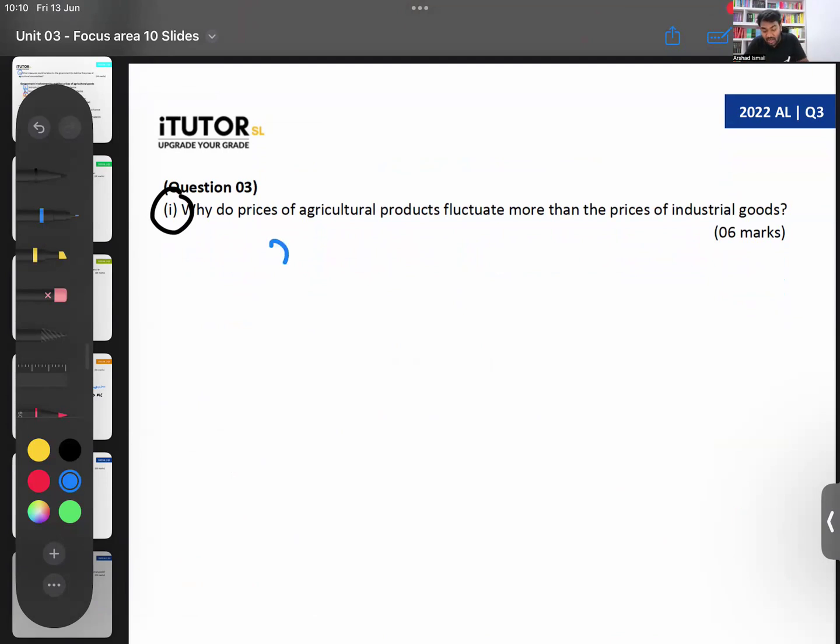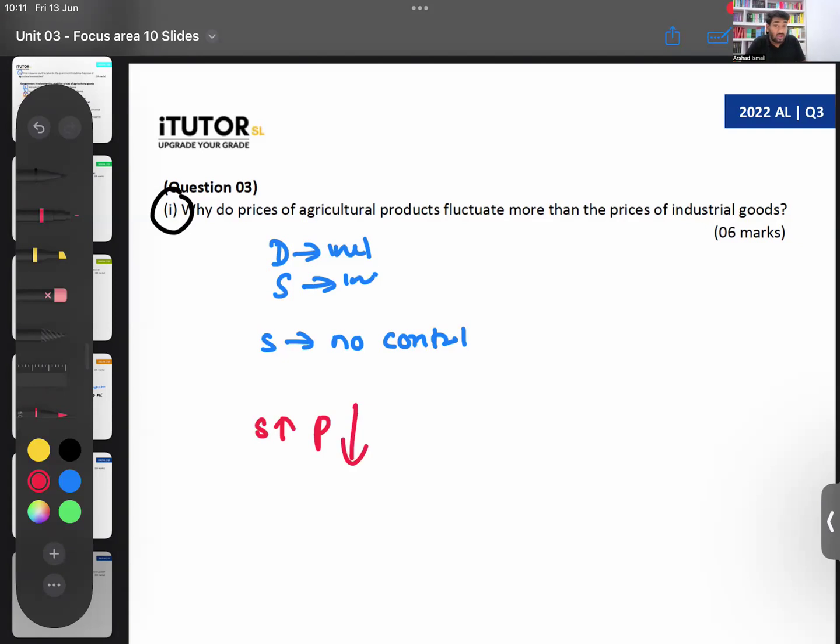So talk about how the demand is inelastic, how the supply is inelastic, and how the farmer has no control over supply. Talk about weather, pests, natural disasters, fertilizer, all of that. Then say, even if the supply increases a little, draw your diagram and show it. If the farmer gets a good harvest, the price will go down a lot. But if the farmer gets a bad harvest and supply reduces a bit, then the price increases a lot.